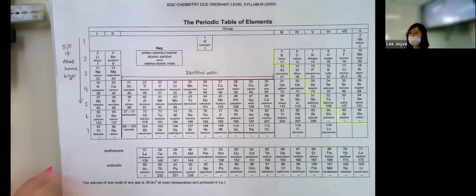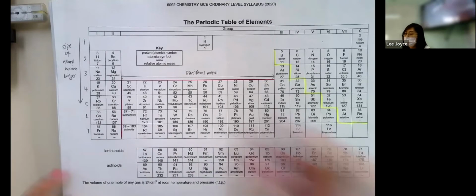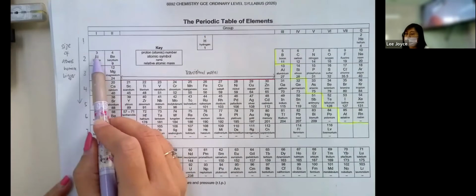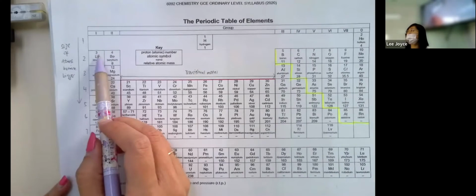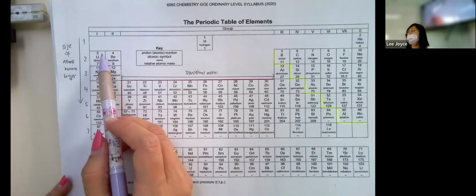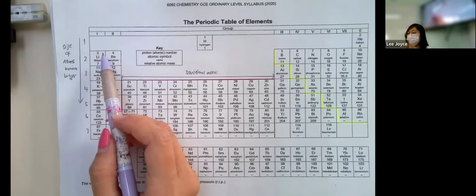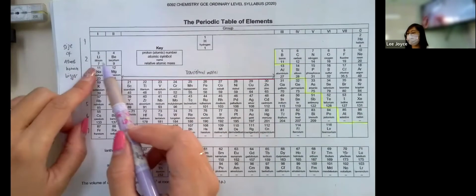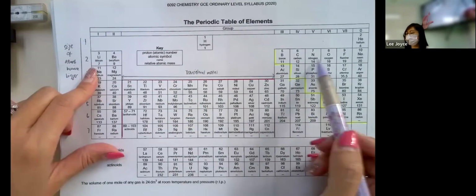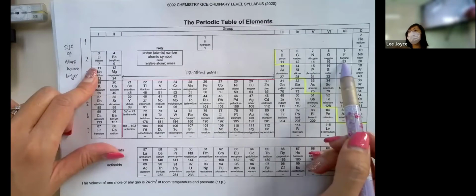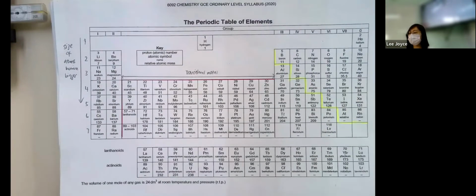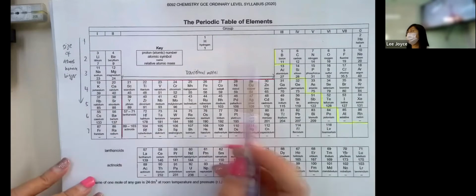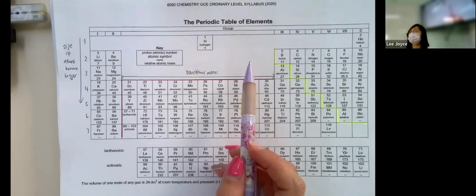Okay, so across the period, let's say we take the second row, you know what happens to the size of atoms? The size of atoms gets smaller and smaller, right? You may say that the number of shells will stay the same. For example, lithium, beryllium, boron, carbon, nitrogen, oxygen, fluorine, neon, they all have 2 shells, right? But why is it that the size gets smaller and smaller as we move across the period from left to right?